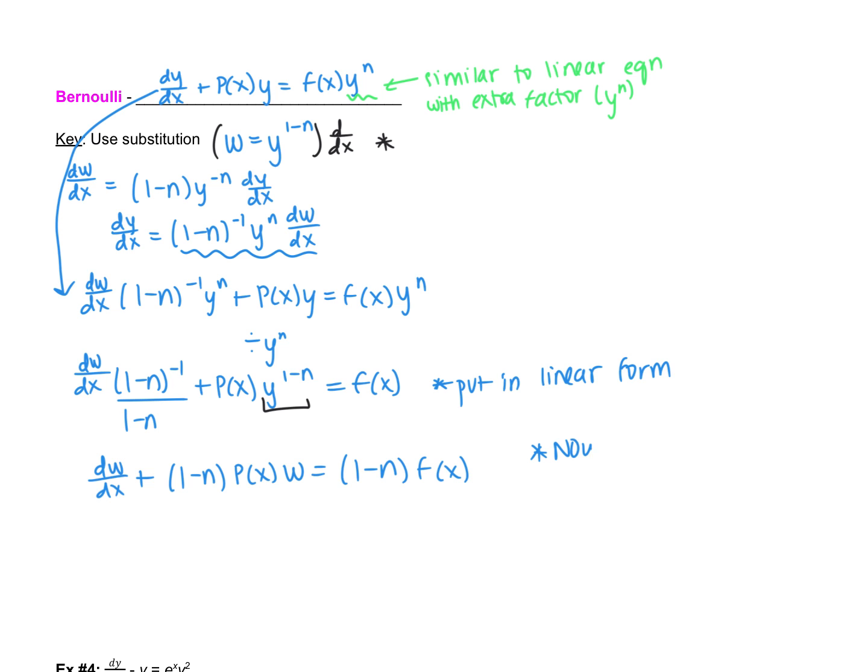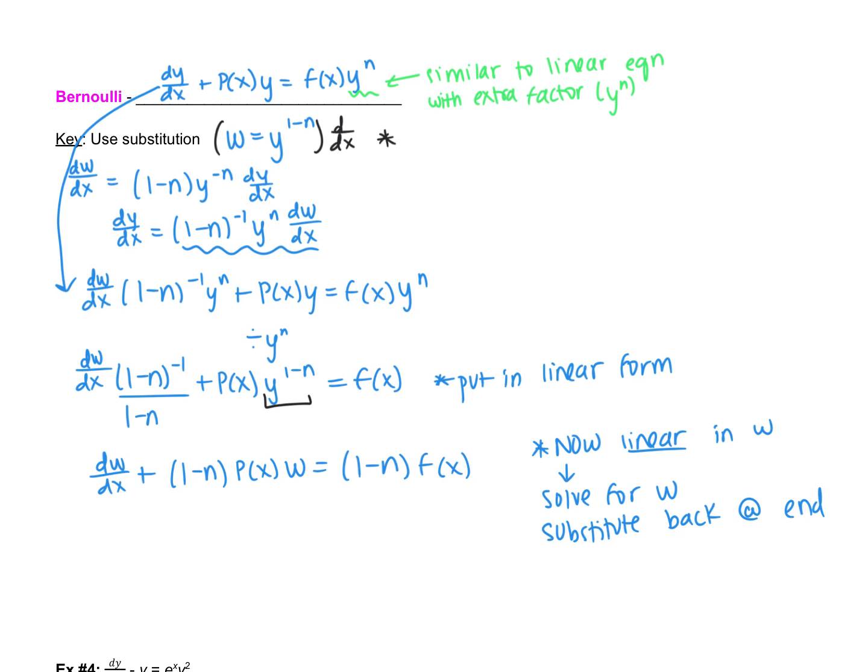Now we are in linear form, linear in terms of w. So we're going to solve for w, solving the linear equation, and then we will substitute back at the end. Now that we have the basic idea, let's take a look at the example.